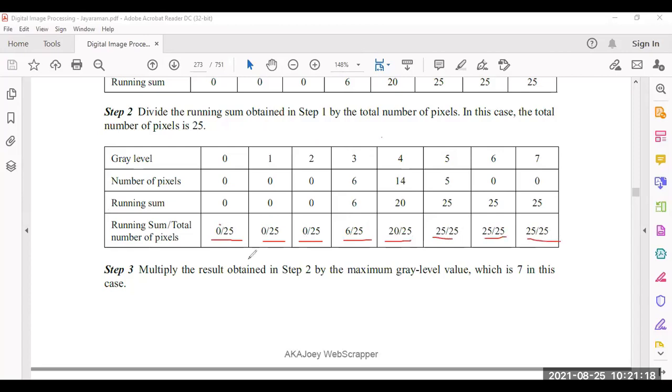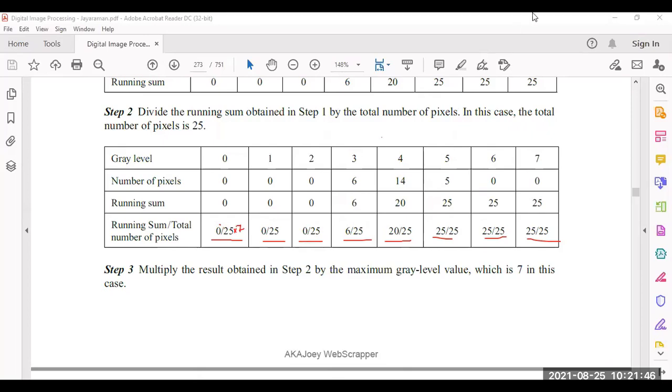So what we have done is, whatever running sum we obtained, that is divided by the total number of pixels. Now step number 3: I have to multiply the result obtained in step 2 with the maximum gray level. So what is the maximum gray level here? The maximum gray level is 7. So I have to multiply each one of them with 7.